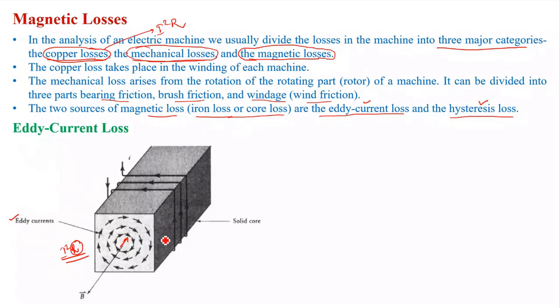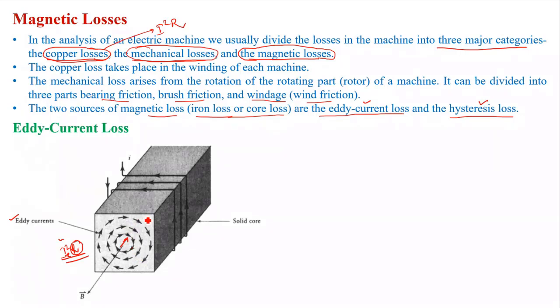Okay. So now the question is how to reduce this eddy current loss. If we can make the path of this eddy current smaller and smaller, then we can obviously reduce this loss, this I square R. I is nothing but the eddy current, IE, let us say. So we can reduce the I square R when we make the path of the eddy current smaller and smaller.